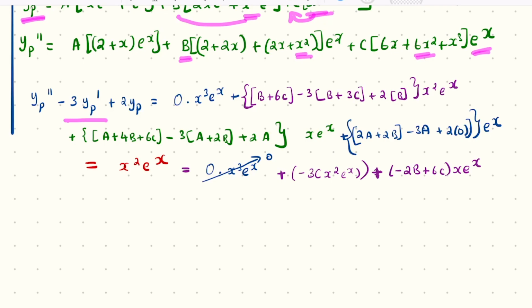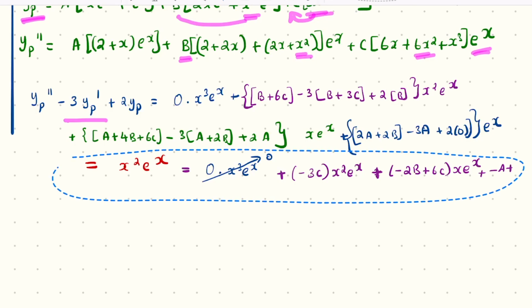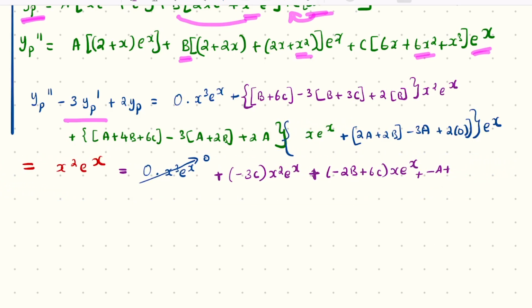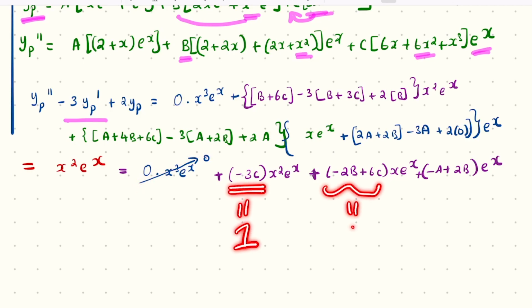Let me rewrite this in a nicer way. So this is going to be minus 3c x squared e to the x. And then what else do I have? I have minus a plus 2b times simply e to the x. And all this is supposed to be equal to e to the x. So that's gone anyway, I don't have to worry about it. So this is going to be equal to 1, and this is going to be 0, and this is also going to be 0.